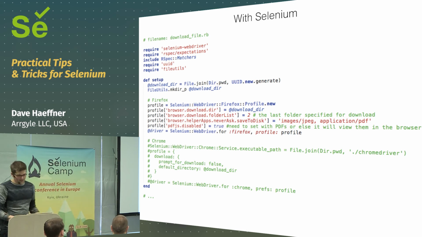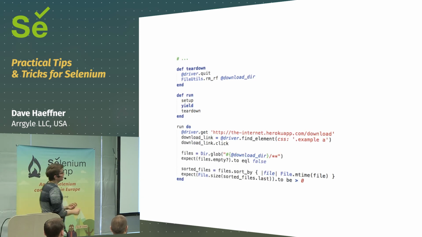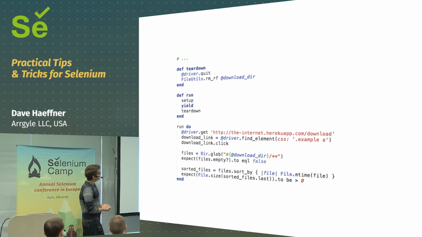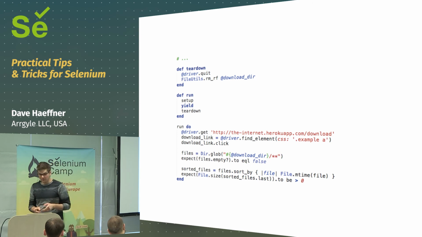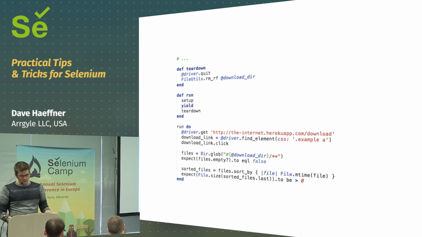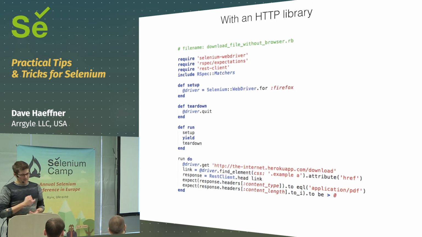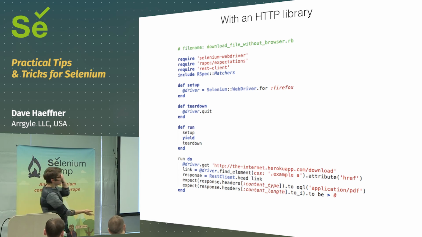And then once you actually get it, you want to make sure the file you download is unique. So you want to handle some of that with maybe some sort of unique identifier. And then you want to clean it up after. And so that's all well and good, but that seems like a lot of work. Instead of doing all that, what we could do is actually use an HTTP library like REST client or something else. And this is it. This is the whole example.